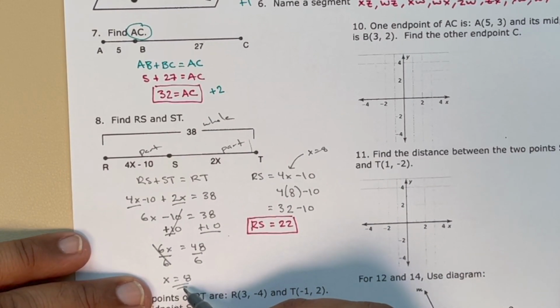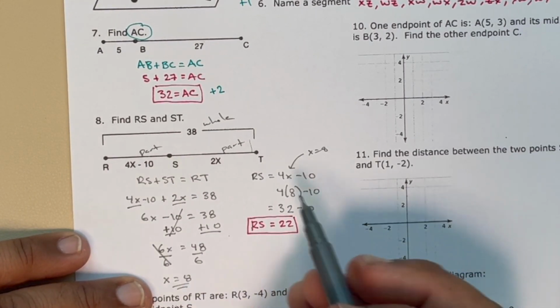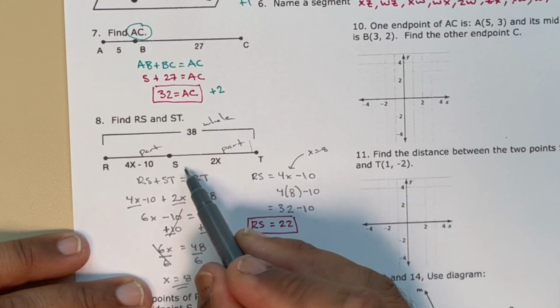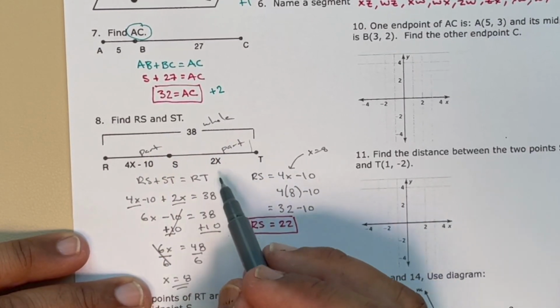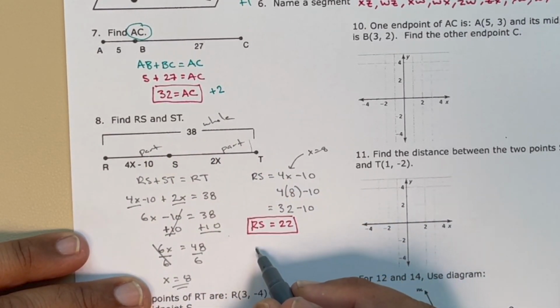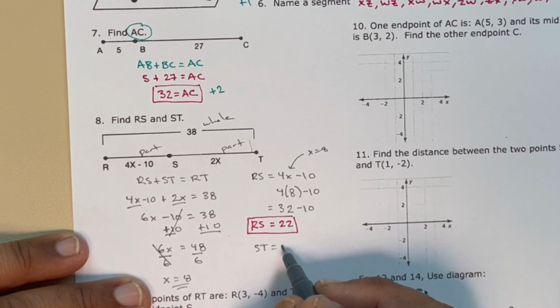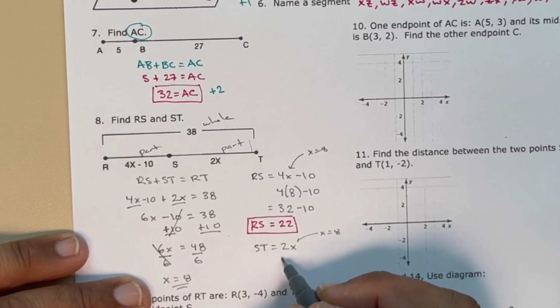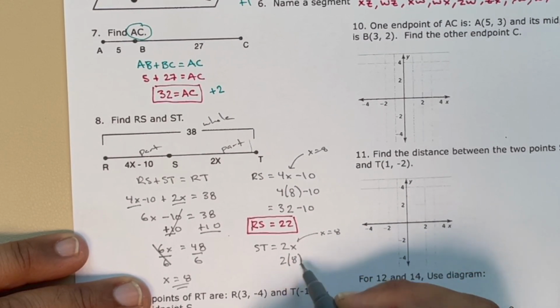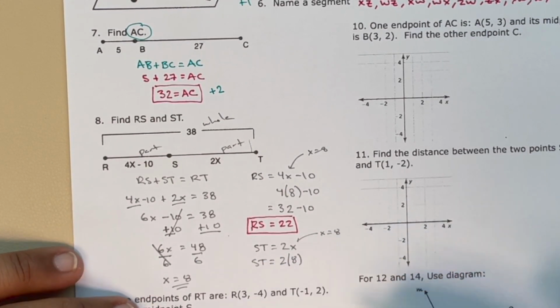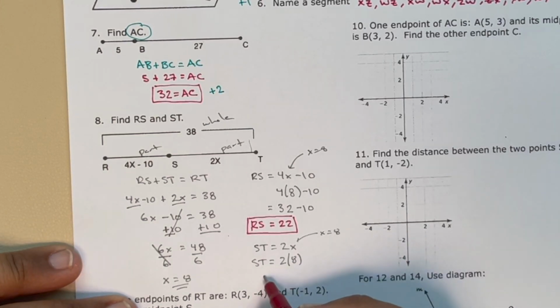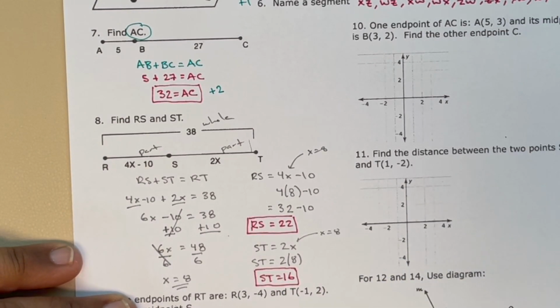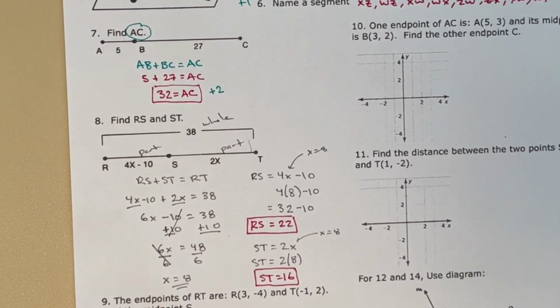Now I need to plug in x for the other length that I need, ST. So I need to plug into 2x. ST is 2x, and I know that x equals 8. So I've got 2 times 8 is going to give me ST, and I know that equals 16. So I've got my two parts.